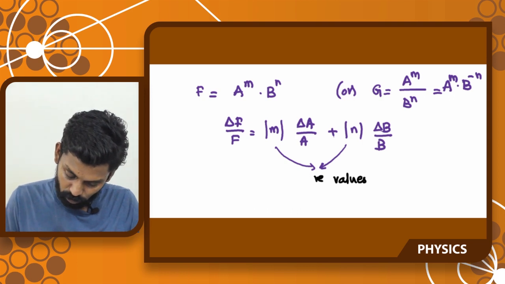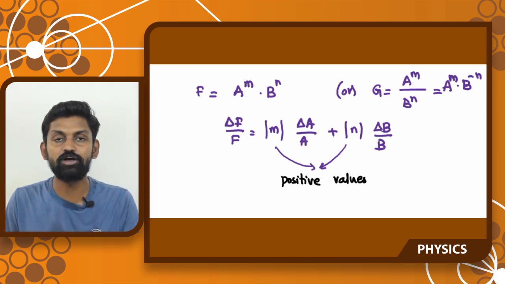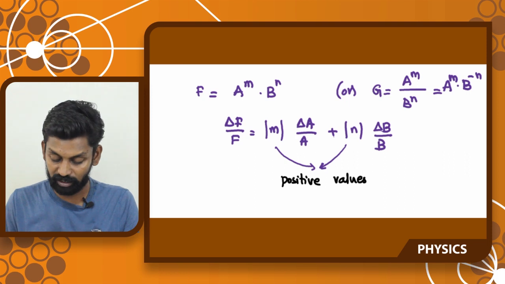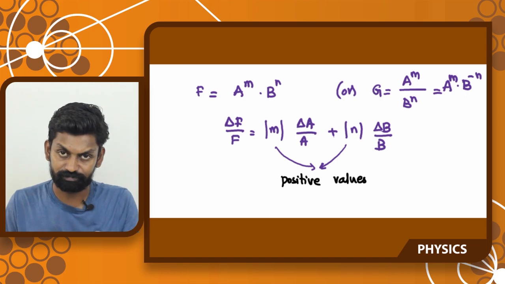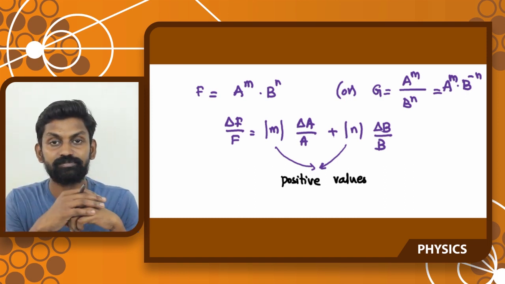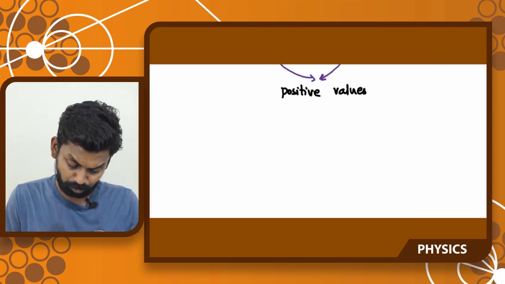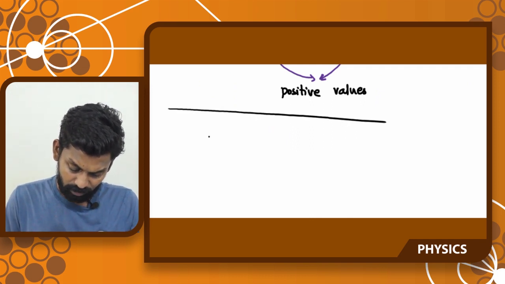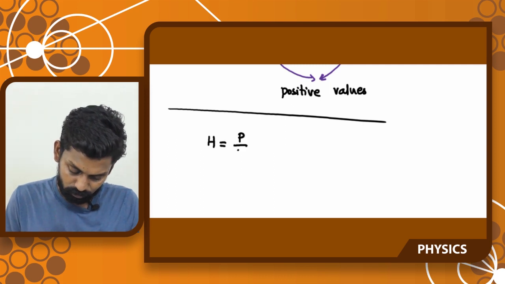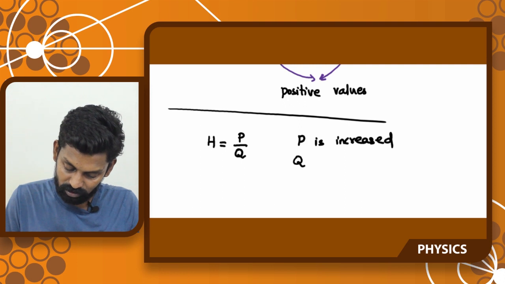So I am just erasing this short form, I will write it fully. Only positive values of the powers or exponents are to be taken when we are finding it. The very simple reason is that errors will never cancel each other. That is the concept. Now you can ask, I will only ask you a question and then I will try to explain it. See, when I say there is a physical quantity, again some physical quantity H is equal to P by Q, just for an example. Now assume P is increased and Q is decreased.